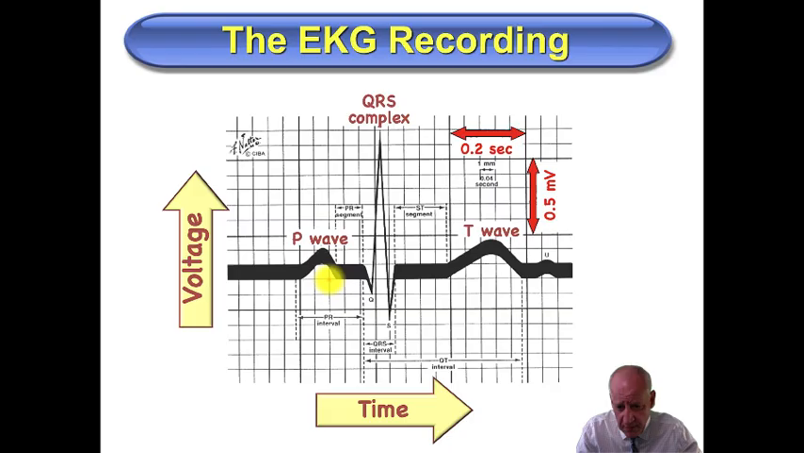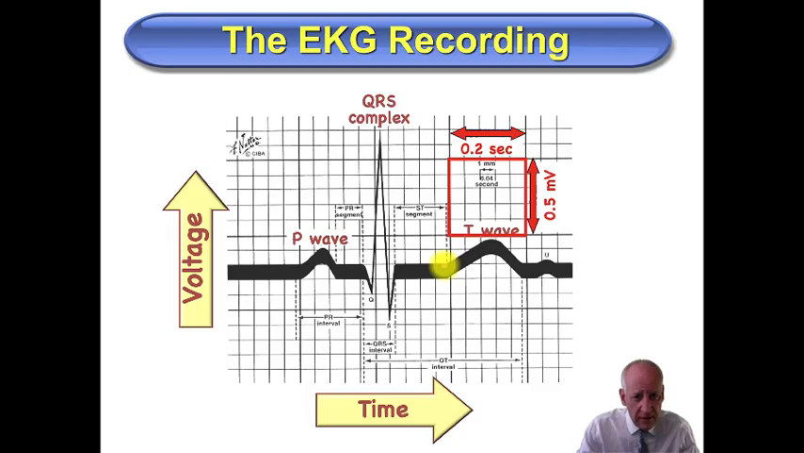It's composed of 3 parts. The P wave, which is produced by atrial depolarization, followed by the QRS complex, which is produced by ventricular depolarization, and finally the T wave, which is produced by ventricular repolarization. Also important are several intervals: the PR interval, the QRS interval, the ST segment, and the QT interval.